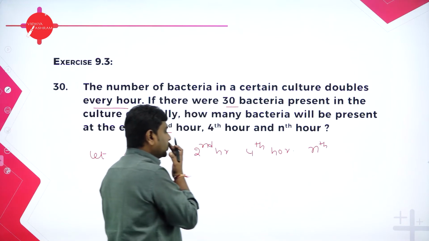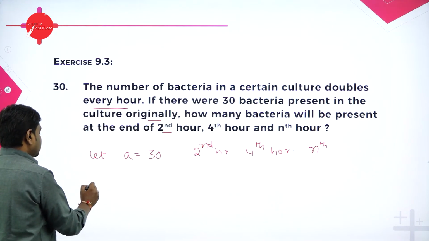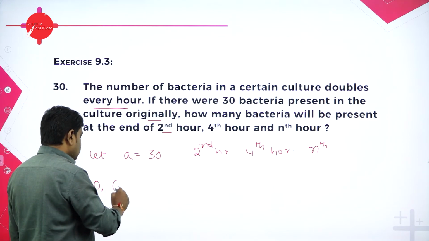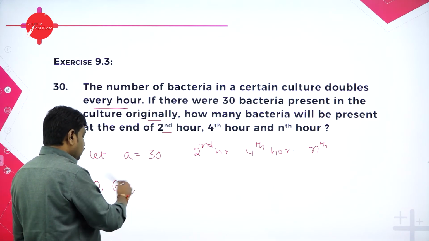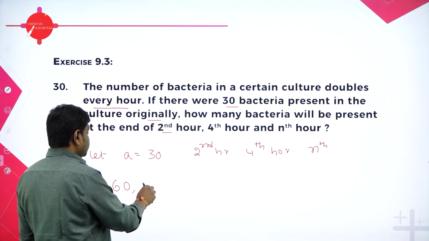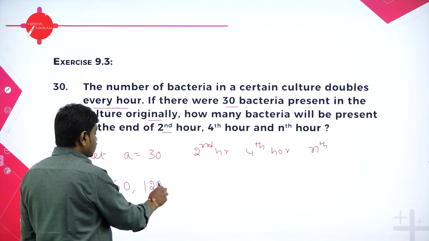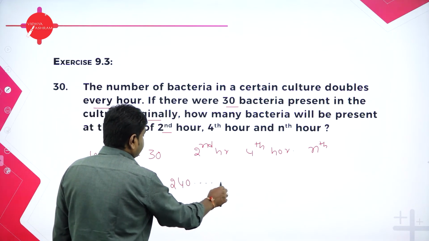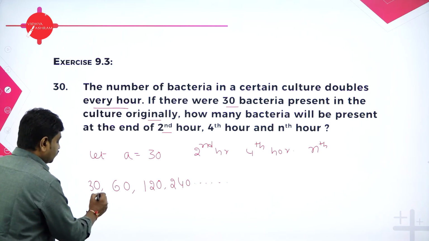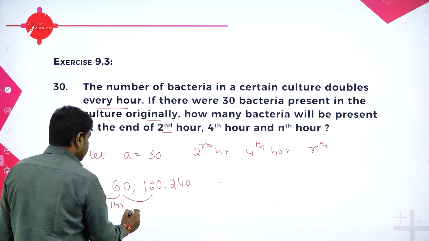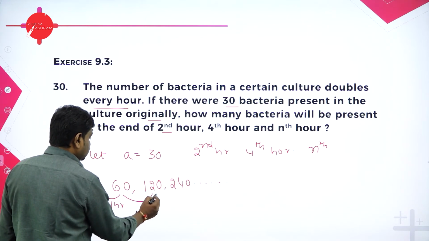So first let me write. First 30 is there, it doubles. What is double of 30? 60 after 1 hour. Then it doubles, what is 60 doubled? 2 times 60 is 120. Then what is double of 120? 240. It goes on like this every hour. So this is after the first hour, this is after the second hour, then the third hour.